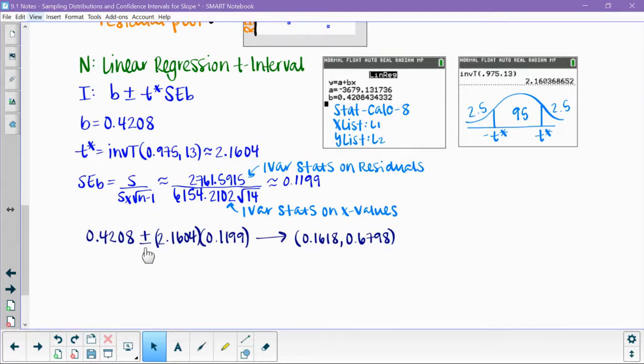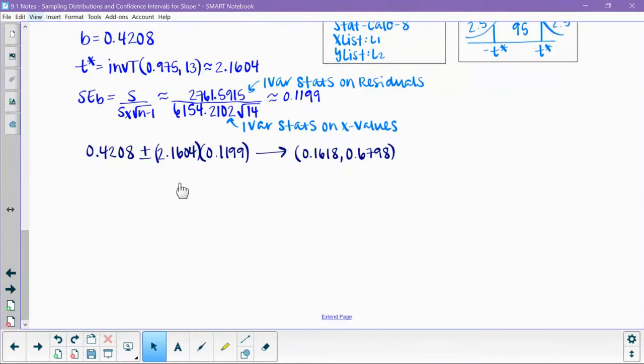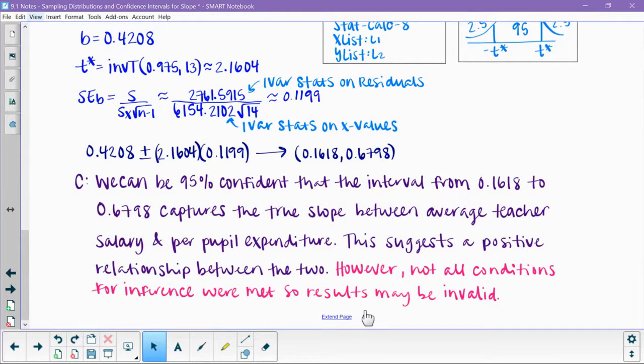I get the negative version as my lower bound and the positive version as my upper, and I conclude: we can be 95% confident that the interval from 0.1618 to 0.6798 captures the true slope between average teacher salary and per pupil expenditure. This suggests a positive relationship between the two.